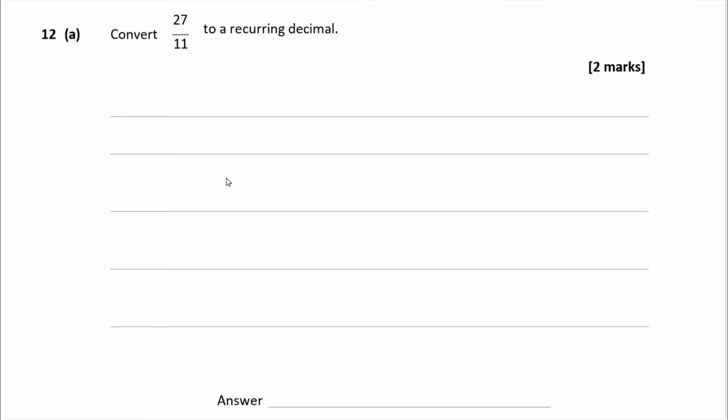Question 12a, convert 27 over 11 to a recurring decimal. Okay, so we've got 27 over 11, want to write it as a recurring decimal. So I think we're just going to do it by short division. So 11s into 2 don't go. 11s into 27 go twice, because 2 lots of 11 is 22. But then the remainder is 5, isn't it?